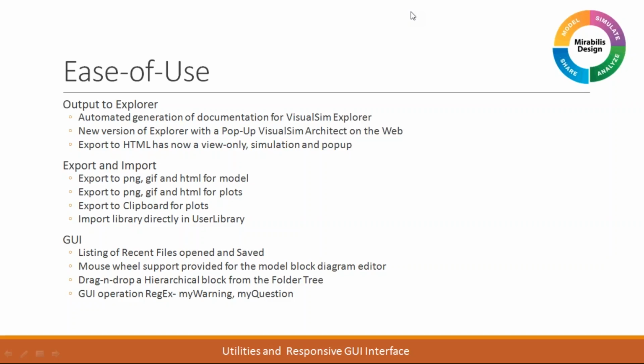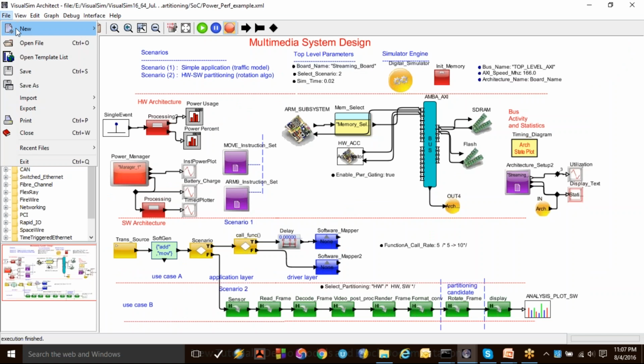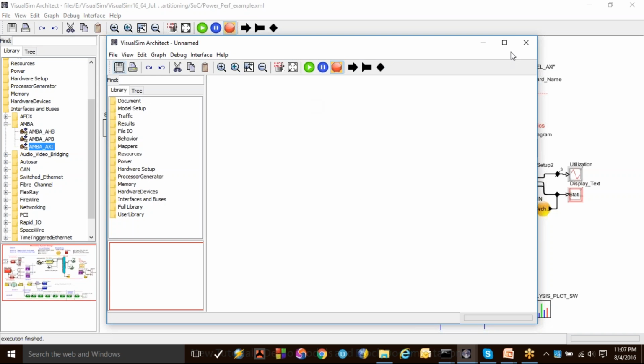And in addition to that, we have improved a lot in terms of the graphical user interface as well. And now we provide drag and drop methodology for hierarchical blocks as well. Okay. And in addition to the ease of use, we provide a search capability for libraries and models. And also the organization of the library folders is completely changed right now, which is close or similar to UML and AADL methodology. At this point, I'm going to go over to VisualSim right now to show you what changes we have made.